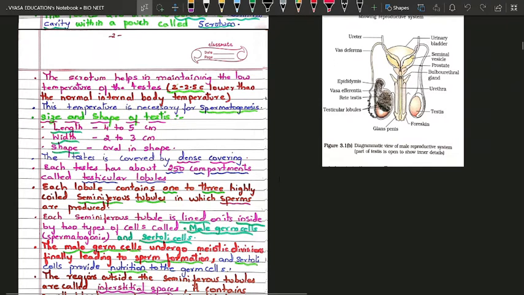Yes, in which sperms are produced. So in the seminiferous tubules, sperms are produced. Sperms are produced in the seminiferous tubules.